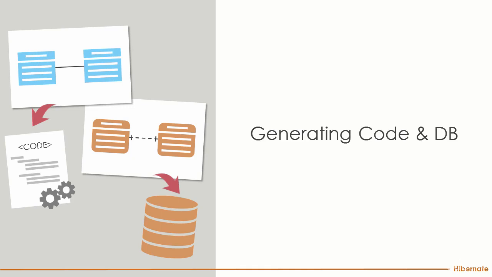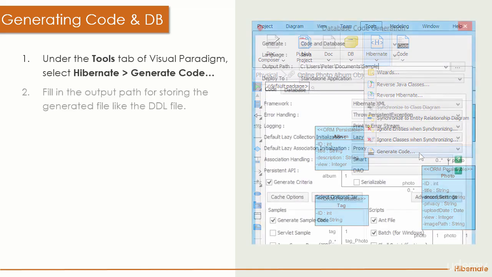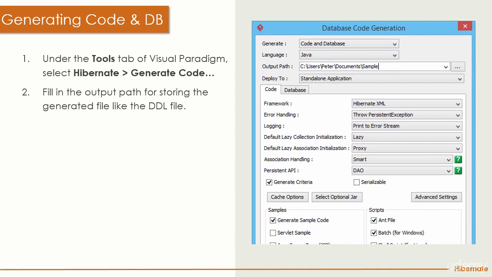Okay, now we move on to talk about how to generate the Hibernate code. To generate the Hibernate code, you just go to the Tools tab in the menu, select Hibernate, and click Generate Code. And then you select the output path for the generated source code. If you are using an IDE like Eclipse, it's easy. You're just pointing to the project folder.